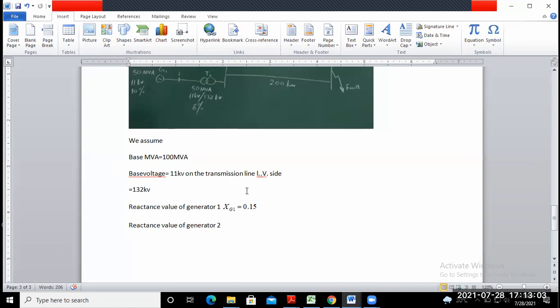Just try to represent this: the old value into MVA new divided by MVA old, into kilovolt old divided by kilovolt new, whole squared. The MVA rating changes: new is 100 and old is 50 MVA. So 100 divided by 50 equals 2. That means you multiply by 0.1, and the kilovolt value is the same, 11 kilovolt and 11 kilovolt, so that is not changing. So just consider 0.1 into 100 divided by 50, that means 0.2.